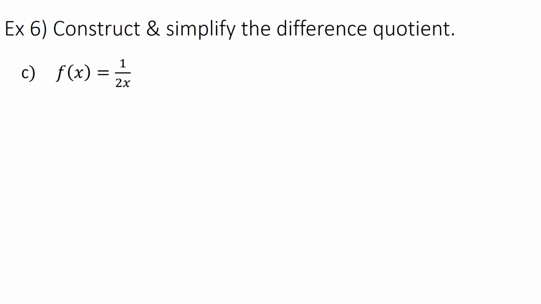Alright, example 6, C. Again, directions: construct and simplify the difference quotient. So again, that reminder, difference quotient automatically means f of x plus h minus f of x all over h. So they gave us the original function of f of x, so what we must find is f of x plus h. And so every time we see x, we replace it with the specified value of x plus h.